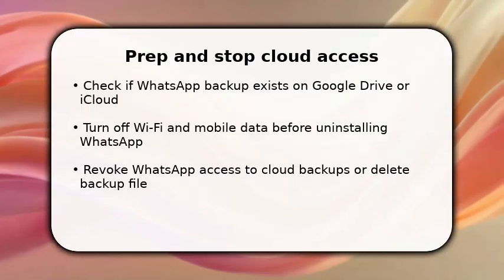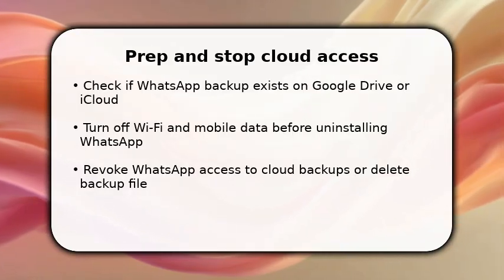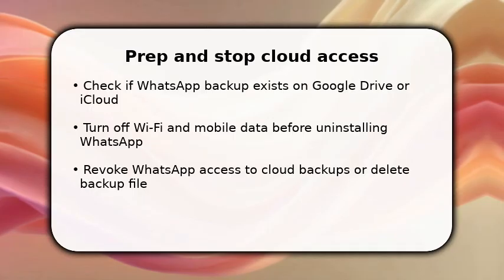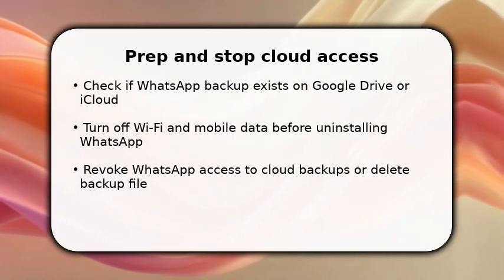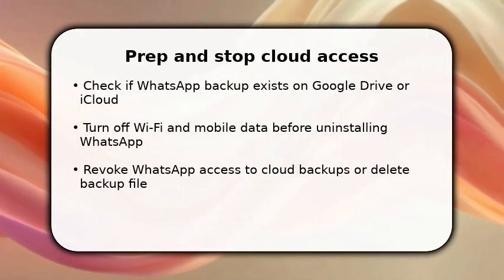You start by cutting the cloud link so a restore cannot begin. First, go to Google Drive or iCloud and delete the WhatsApp backup or revoke app access. Once done, turn off Wi-Fi and mobile data on your phone. Do not proceed while you have a connection.